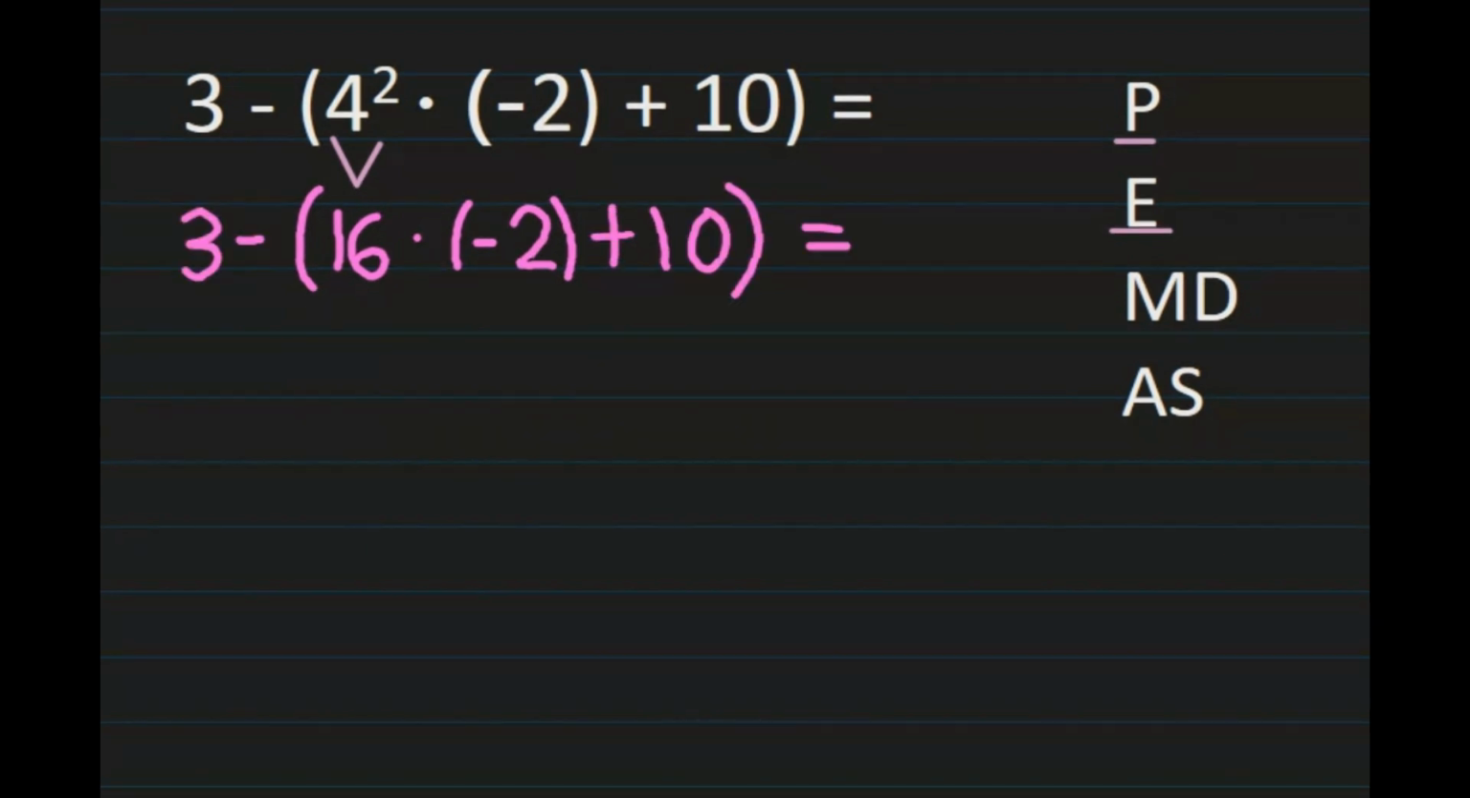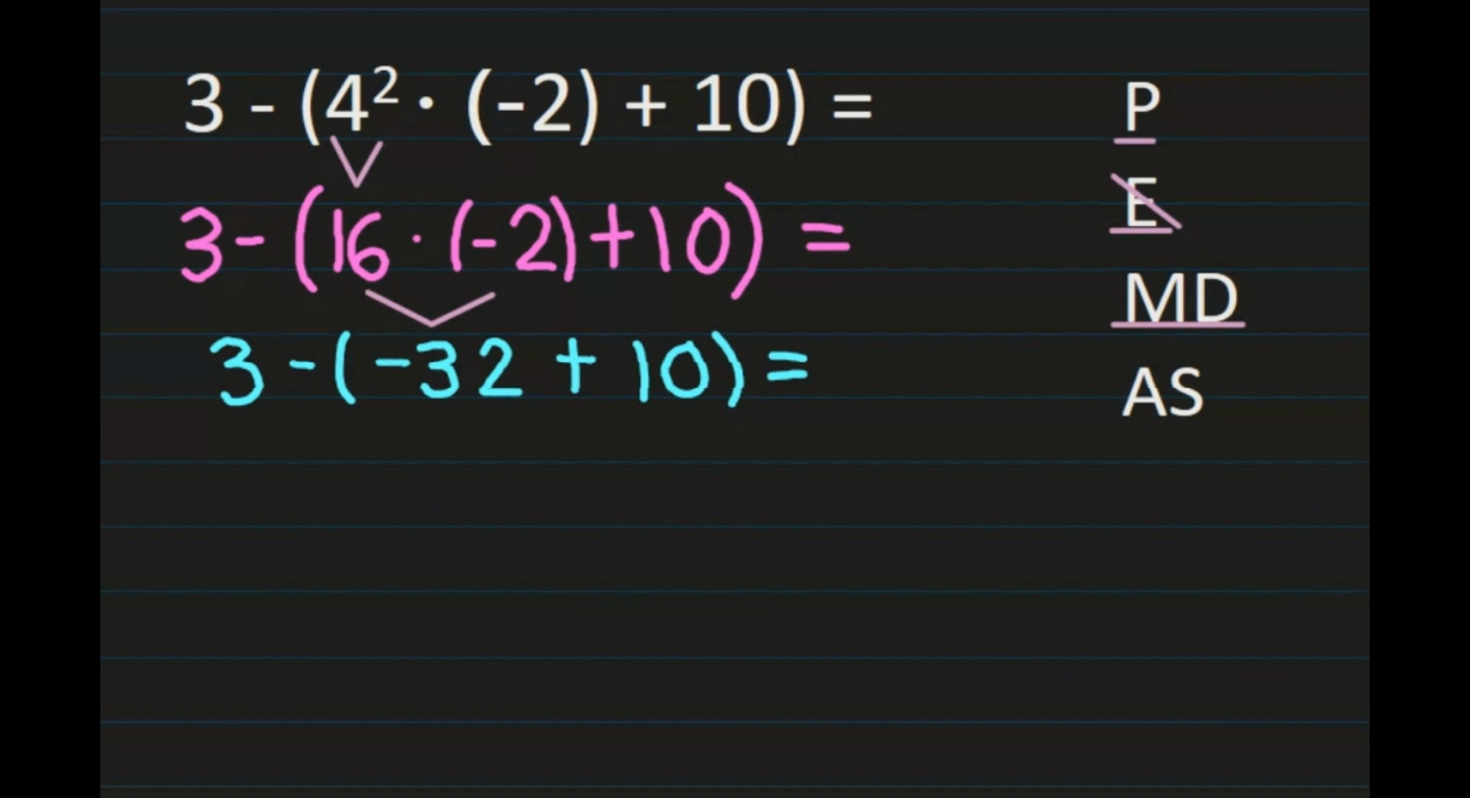From here, I'm still working inside these parentheses. I don't have any more exponents, so now I'm looking for multiplication and division within these parentheses. And I see that I have multiplication and division with the 16 times -2. So 16 times -2 is going to be your next step. I have a positive times a positive times a negative is a negative, and 16 times 2 is 32. So 16 times -2 is going to be -32. And then I'm going to bring the rest of the problem down.